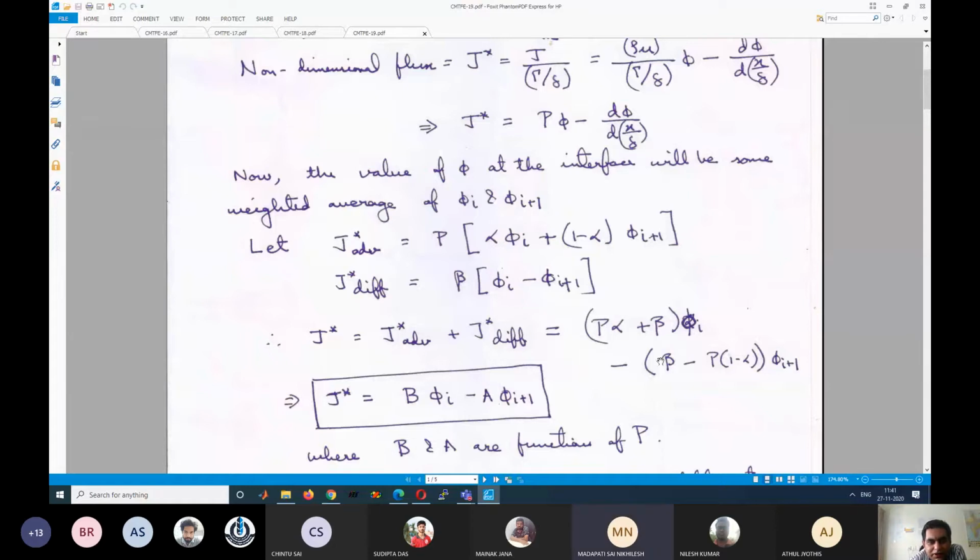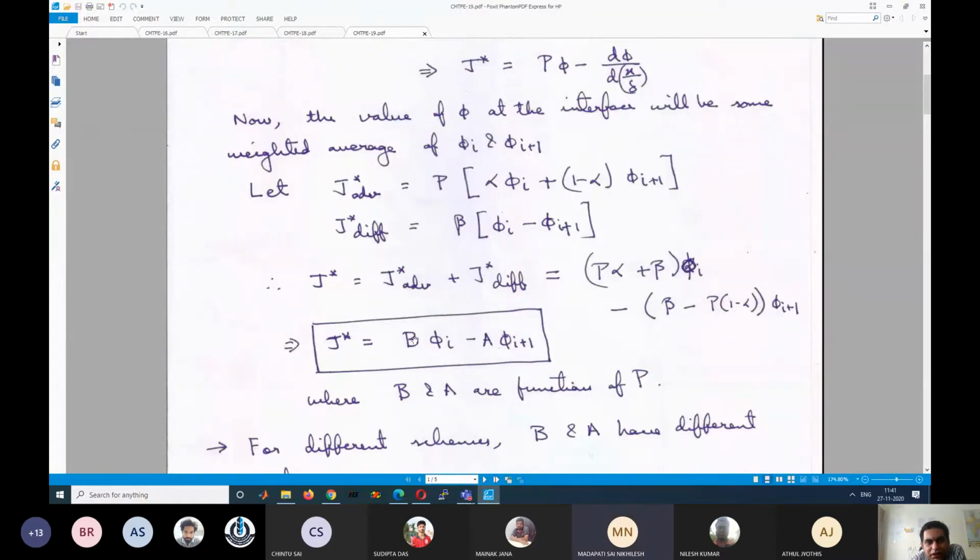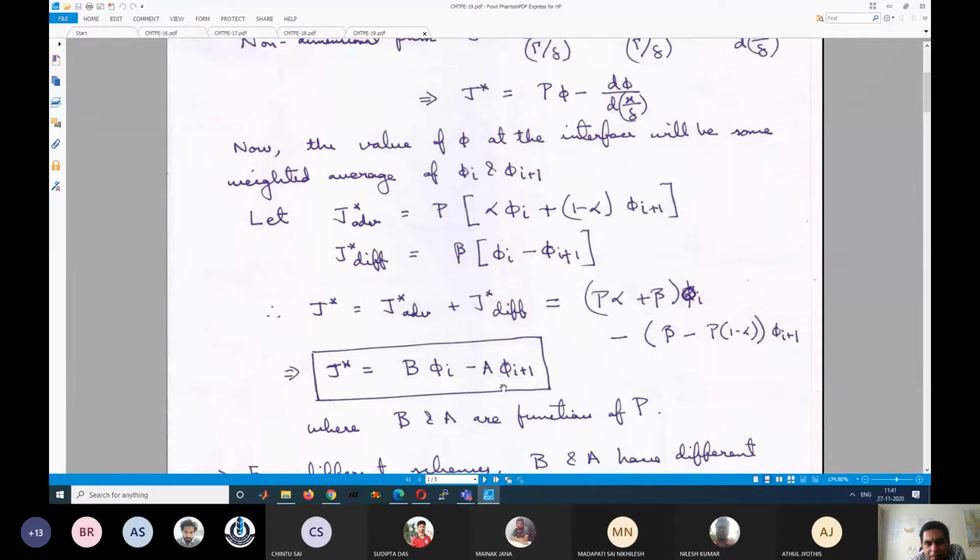These were just the intermediate steps. Okay. So ultimately the J star can be written as B phi I minus A phi I plus 1. Now is it clear? Yes, sir. Okay. So now this B and A will be function of Peclet number.